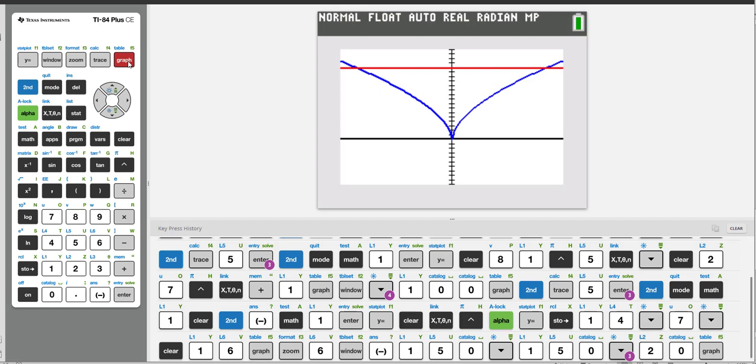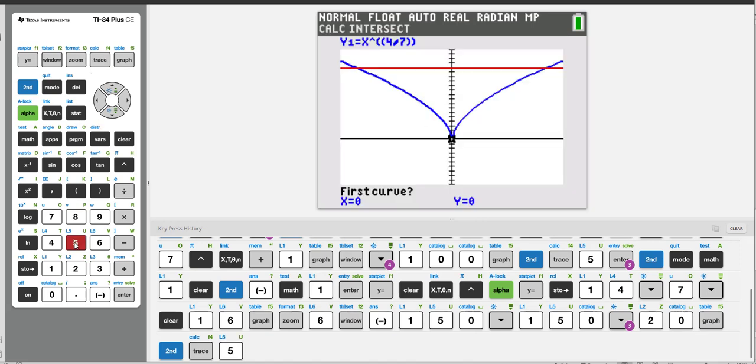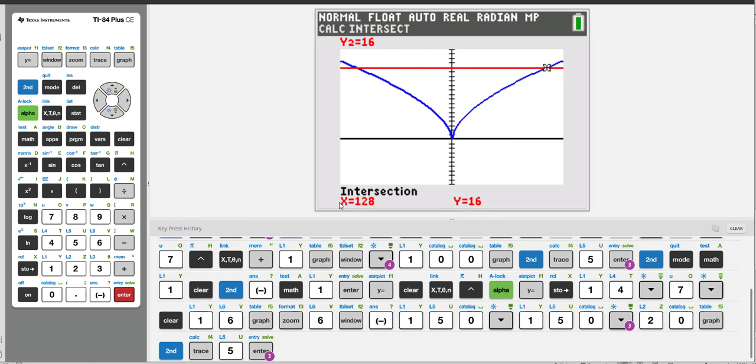Press graph. You can now see 2 points of intersection. Press second, calculate, select number 5 intersection, press enter 3 times. Notice the intersection x equal to 128 at the bottom of the screen. This is your first solution.